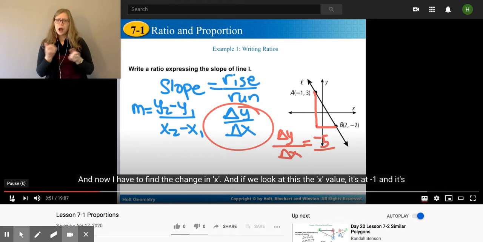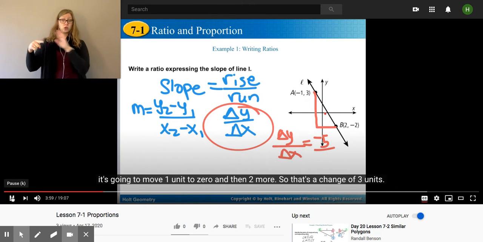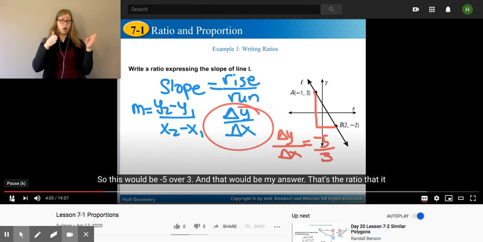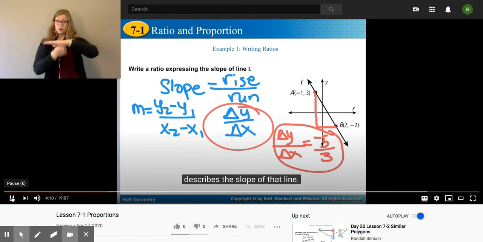And if we look at this, the x value is at -1, and it's moving to 2. So from -1, it's going to move 1 unit to 0, and then 2 more. So that's a change of 3 units. So this would be -5 over 3, and that would be my answer. That's the ratio that describes the slope of that line.